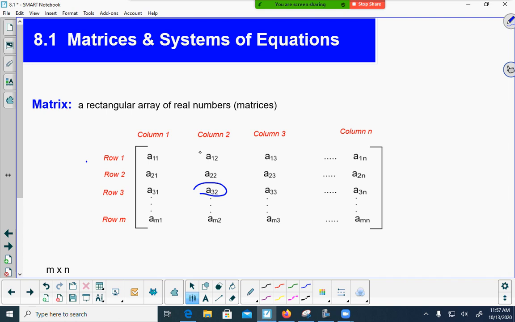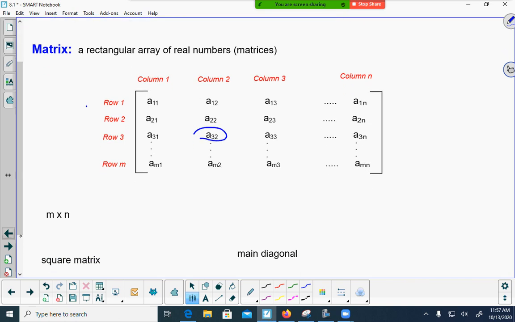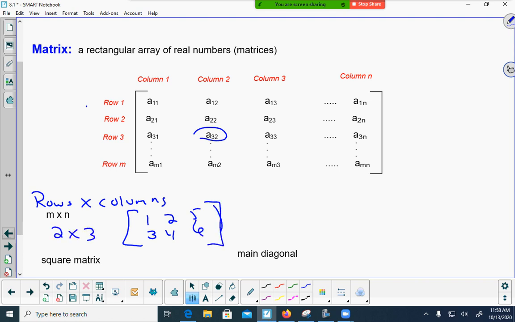That's not hard. To name a matrix, it's always going to go rows by columns. So if I have a matrix that's written like this, I'm going to say that that's a 2 by 3 matrix because I have 2 rows, 3 columns. If I have one that's written like this, that's going to be a 3 by 2 because I have 3 rows and 2 columns. See the difference?